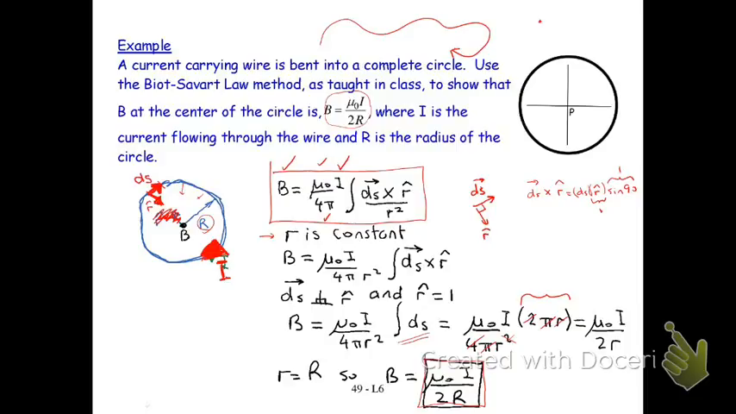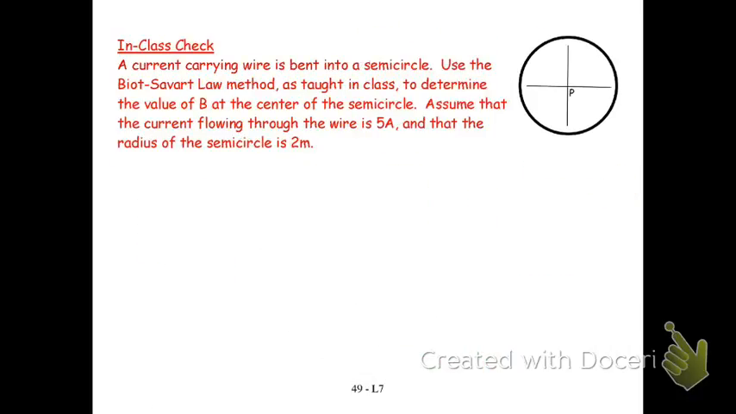Okay, so that's a typical question, okay? That's what they're like. Let's do one together. A current carrying wire is bent into a semicircle. So I still give you a diagram. I don't like my diagrams that I give you as the teacher. I always do my own diagram again. So there's my semicircle. There's my point of interest.